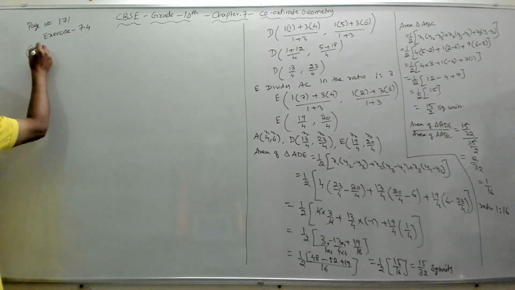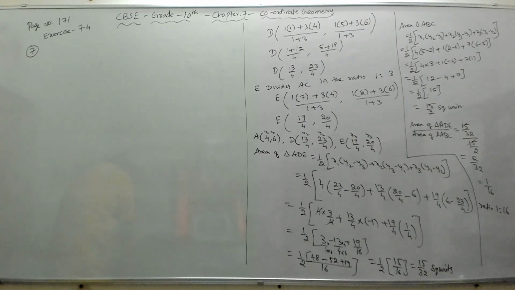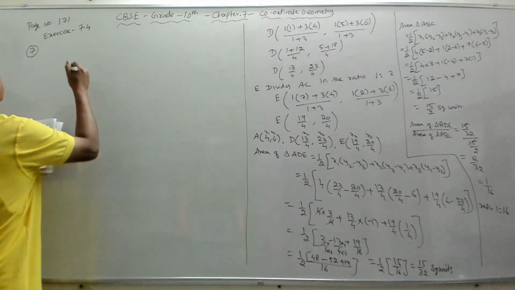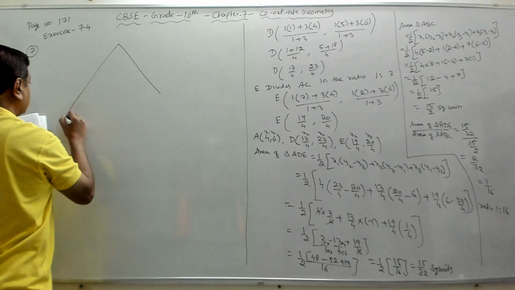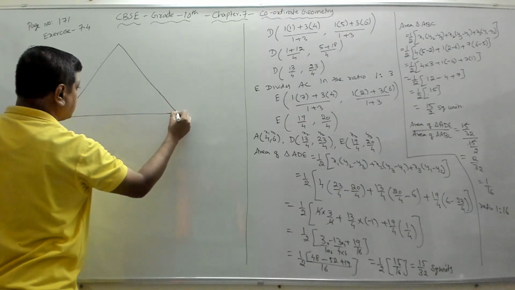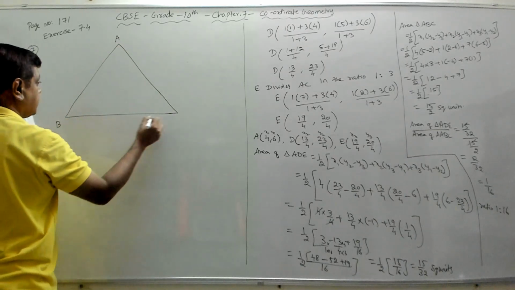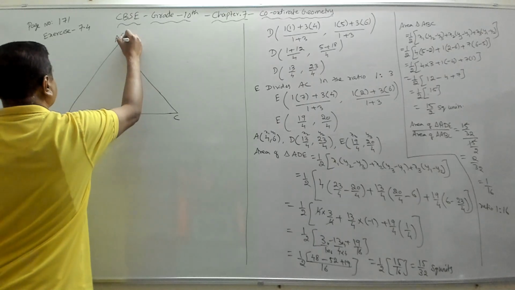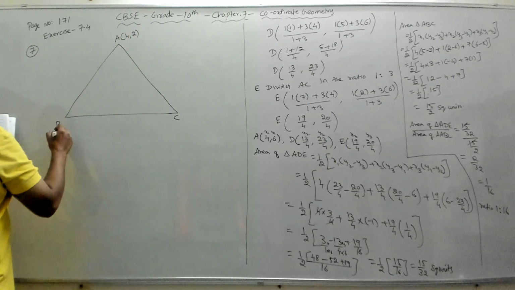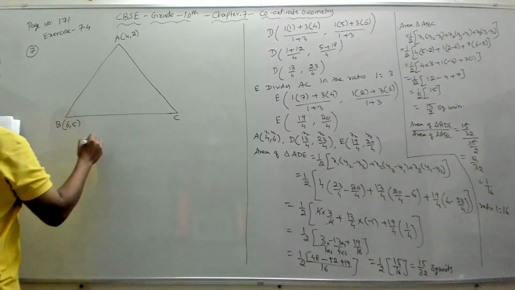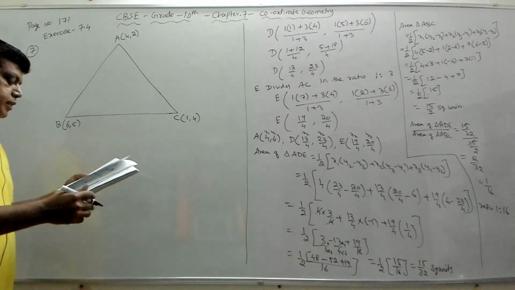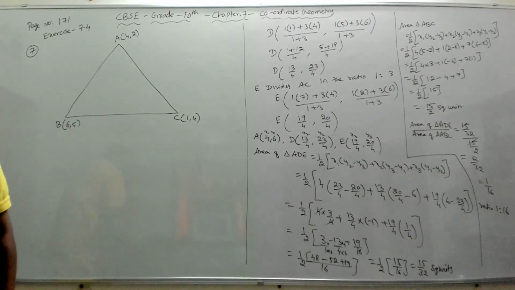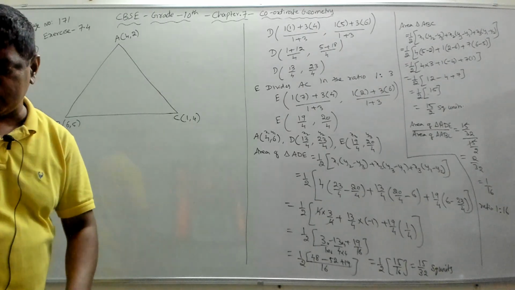So the seventh question says that A, B, C are vertices of a triangle ABC. We'll draw a triangle. This is A, this is B, and this is C. Here this is (4, 2), this is (6, 5), and this vertex is (1, 4). Now the median from A meets BC at D. Find the coordinates of D. There are 4 subdivisions, 4 questions that we need to answer.